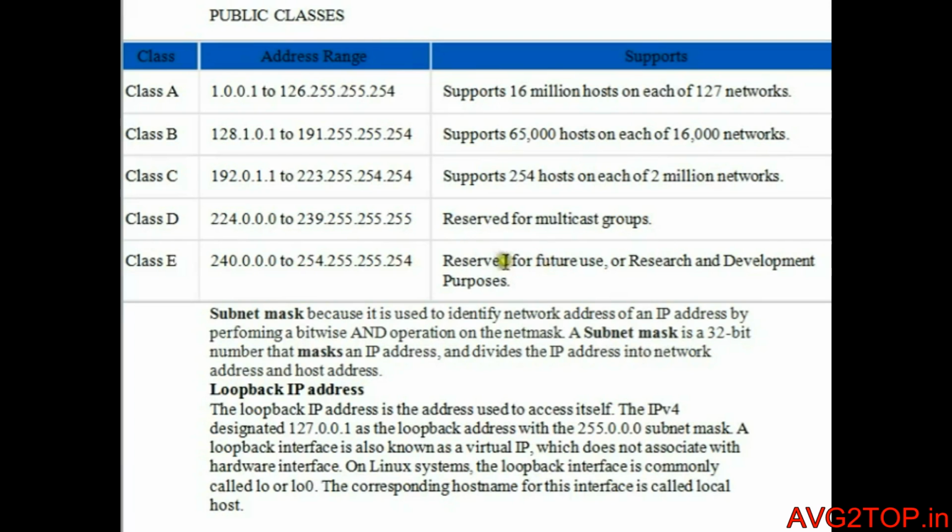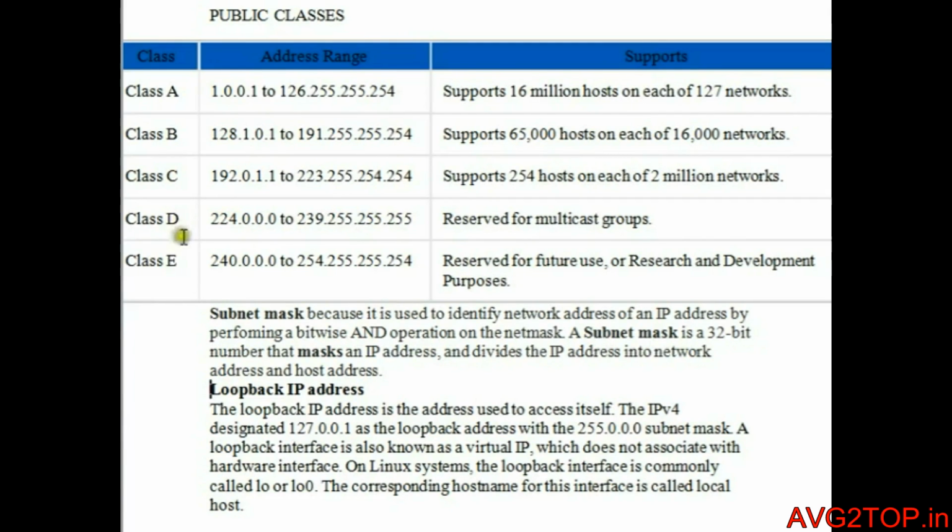And you can see here that 1 to 126 and 128 to 191, there is 127 missing. That 127 is the loopback address. It's a self-ping address in order to check whether the network is functioning properly or not. It is a self-replication to check whether there are issues in your network card or your network.